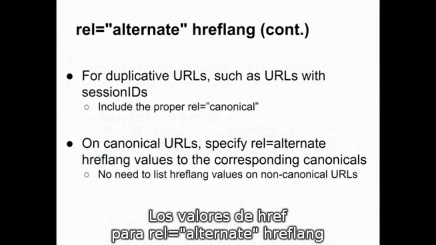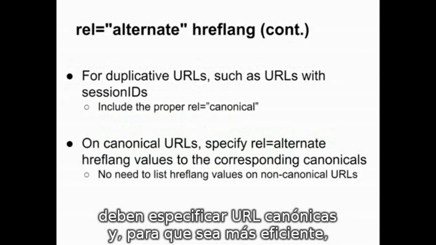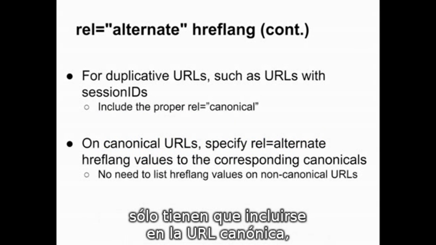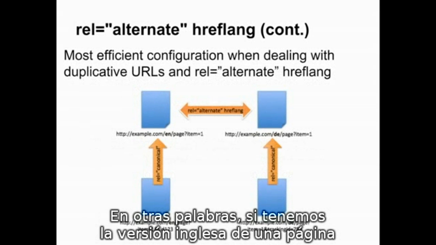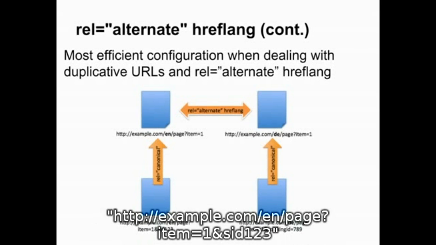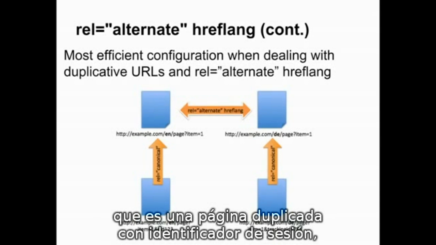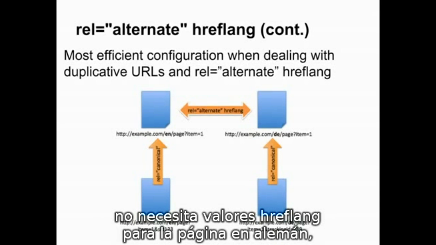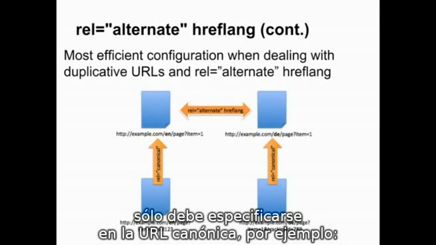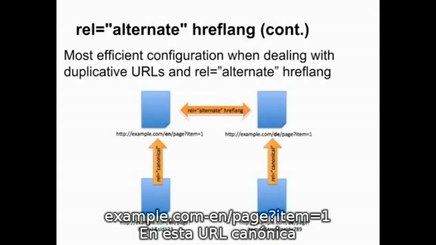The href values for rel alternate hreflang should specify canonical URLs, and in fact, to be most efficient, they only need to be included on the canonical URL, not the duplicates. In other words, given the English version of a page, http://example.com/en/page?item=1&SID=123, which is a duplicate URL with a session ID, there doesn't need to contain hreflang values to the corresponding, say, German page. It only needs to specify the rel canonical URL, for example, example.com/en/page?item=1.